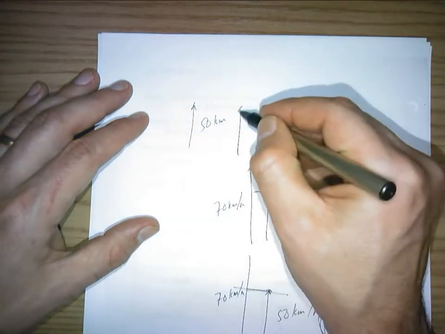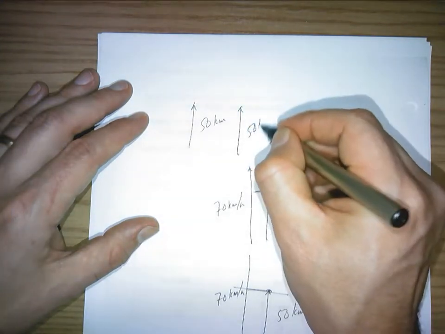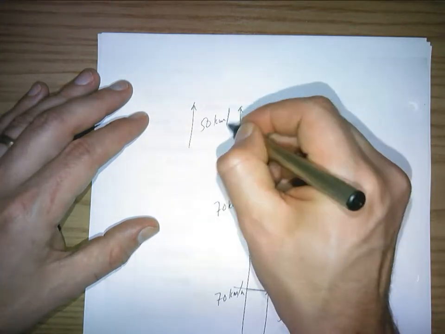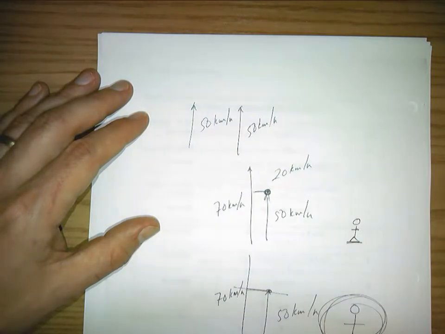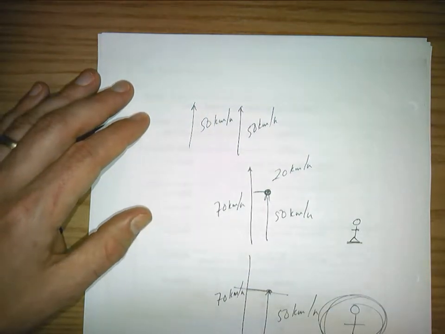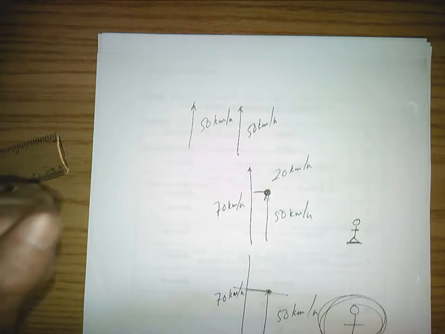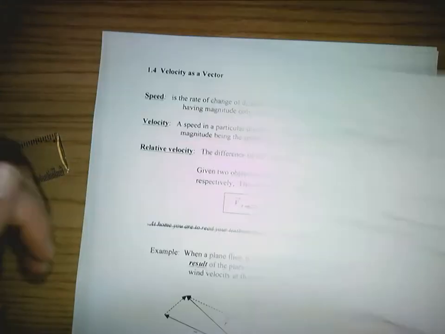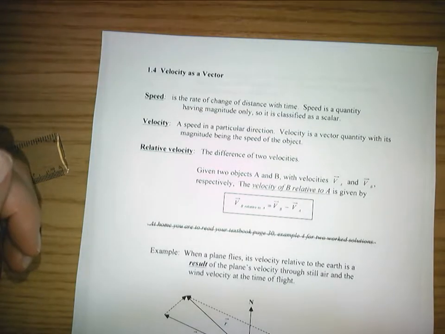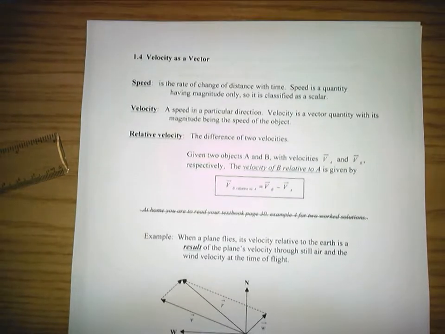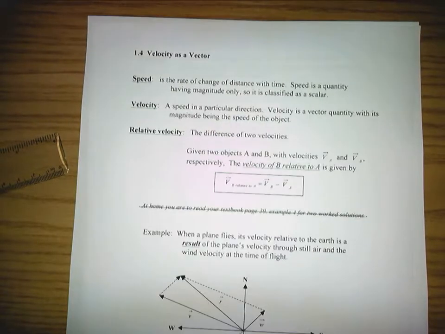Now, let's say I'm going 50 and someone is going 50 kilometers per hour right beside me. I look over at them, they look over at me. It doesn't seem to us that either one of us is moving, even though we're both going at 50 kilometers per hour. So that is relative velocity. It's relative to what you're doing compared to what everyone else is doing. And you're going to have some questions in your homework working on that.